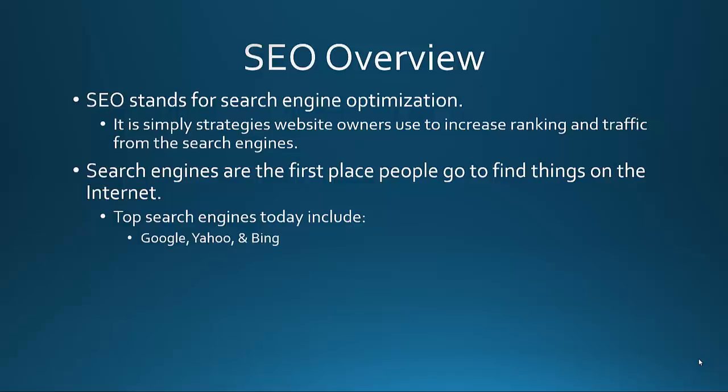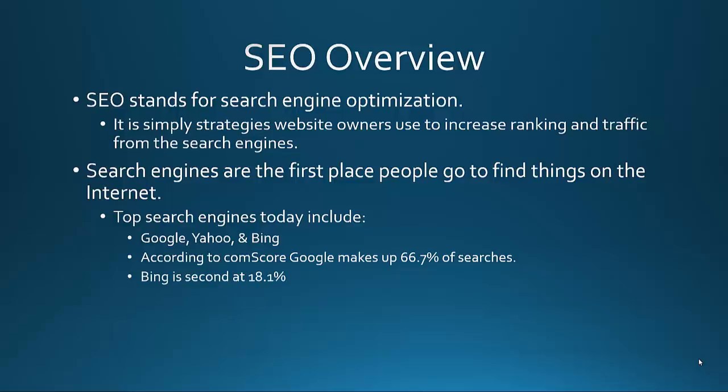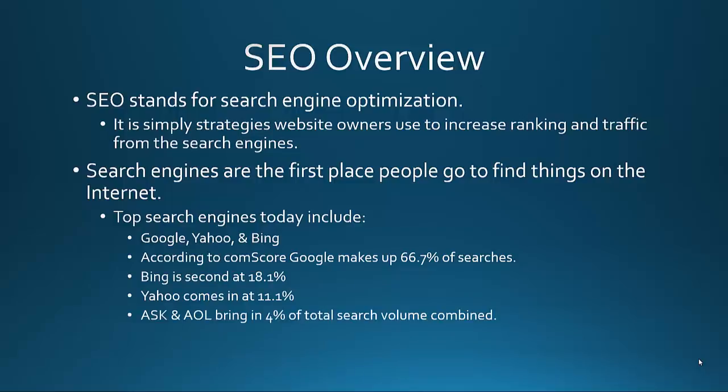So the top search engines today are Google, Yahoo, and Bing. According to a ComScore report, Google makes up 66.7% of searches. That means just about two-thirds of all searches are run through the Google search engine. So that's a very big thing. Bing comes in second at 18.1%, and then Yahoo comes in at 11.1%. And then the Ask search engine and AOL search engine bring in 4% combined as well.